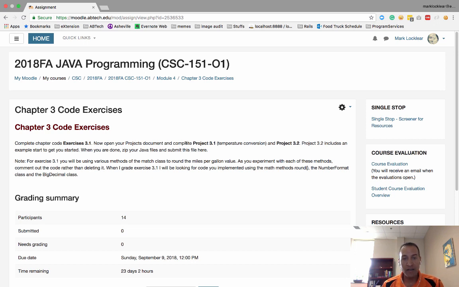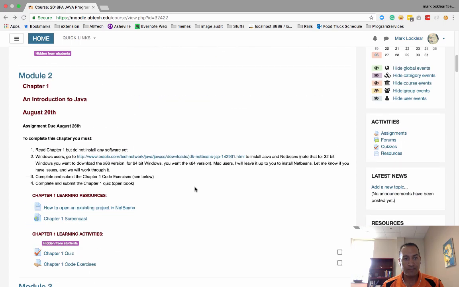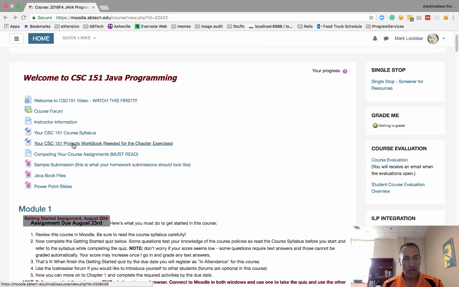If you have any questions about that, just let me know. But again, be sure that when you're reading the assignment, you know the difference between a book exercise and a project assignment. Okay. I have a sample submission here, showing what your homework should look like. Take a look at that.